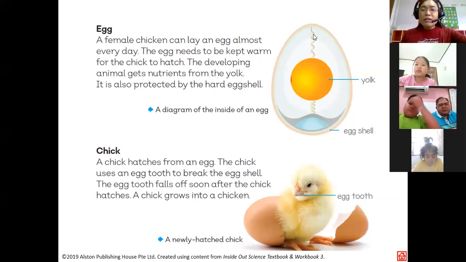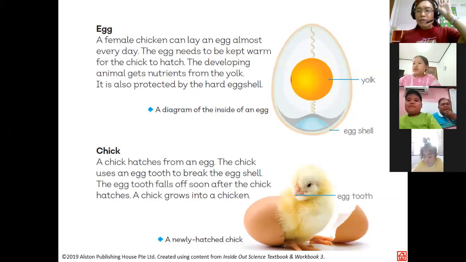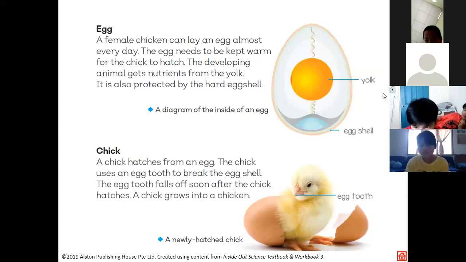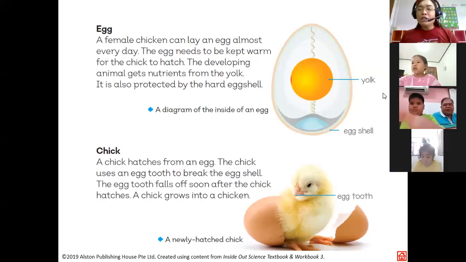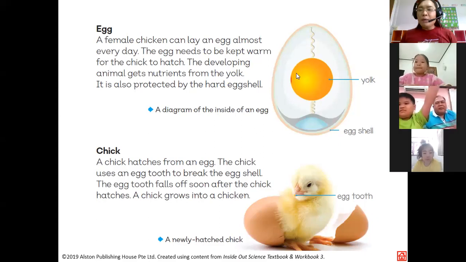So class, look at this diagram of the inside of an egg. This yellow part here, what do you call this yellow part? Anyone? Turn on your microphone if you want to answer. If you know the answer, turn on your microphone. What do you call this? I'm going to call a name. Mukmai, what do you call this yellow part here?